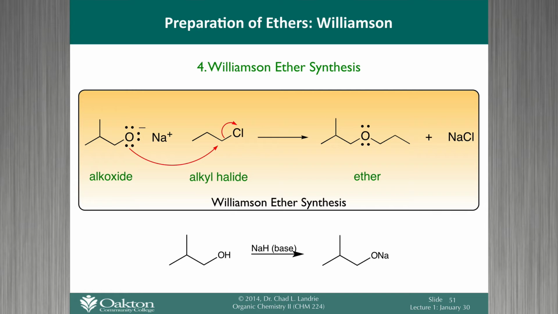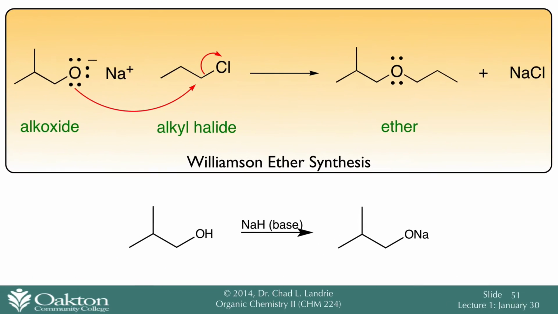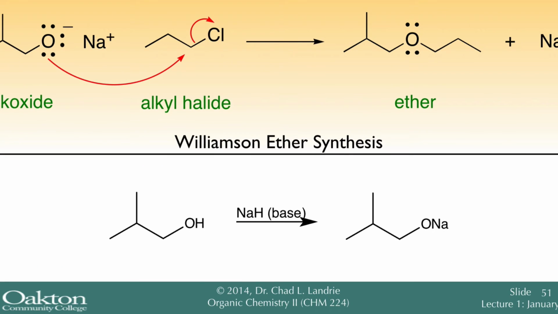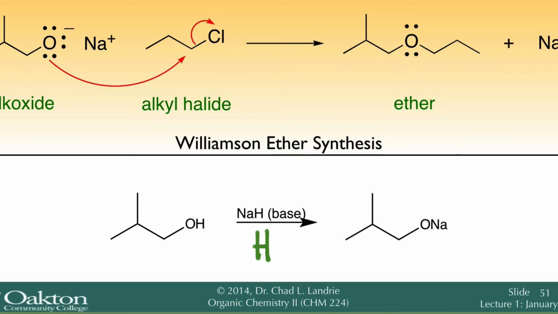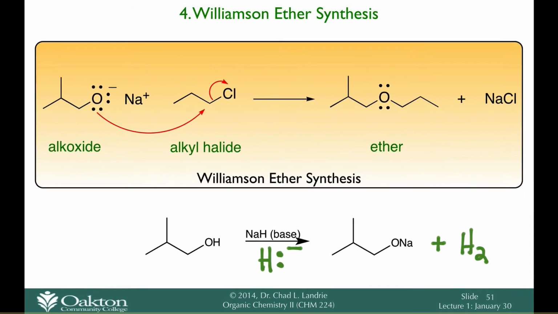Another method for preparing alkoxides is to treat the alcohol with a strong base, for example, sodium hydride. Hydride is the conjugate base of hydrogen gas, and it's a very strong base. So if I add hydride, it'll deprotonate the alcohol to give me hydrogen gas, and then the sodium ion is the counter ion to the negatively charged oxygen.